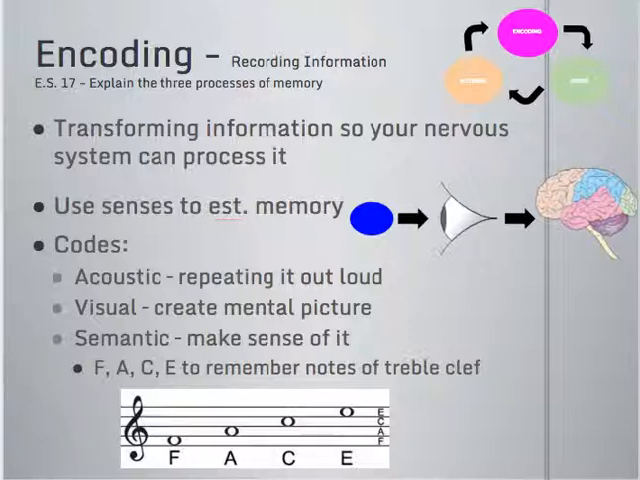So the processes of memory: encoding, storing, and retrieving. Remember, think of a video camera: recording, saving, and pushing play to watch it again. The types of memory: once it has been encoded, where does it go within your brain? And then how do I recall that information back again to be used later?